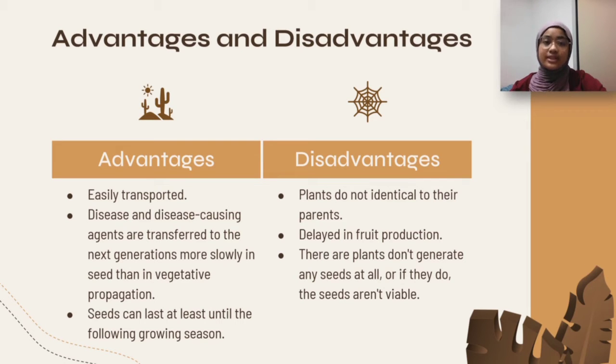So the disadvantages of the propagation process: plants are not identical to their parents. The second disadvantage is a delay in fruit production, and the third disadvantage is that some plants do not generate any seeds at all, or if they do, the seeds are not viable.